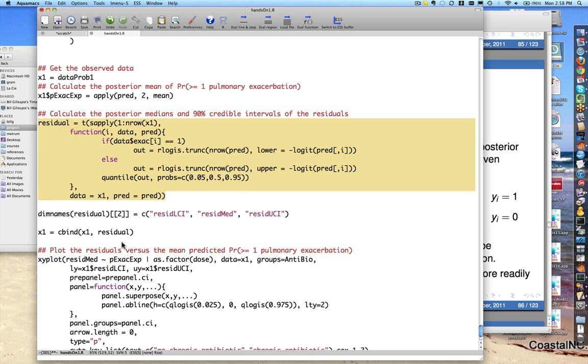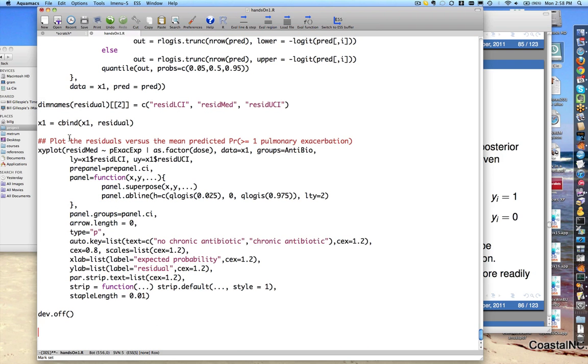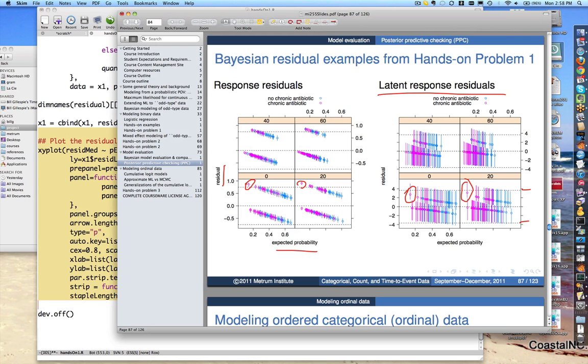Again, pulls it together with the observed values, and the code here is essentially identical to what we had for just the standard response residuals, and the end result is what you see on the right hand side. So I encourage you to actually go back and look at that from problem 1, because that's where this example is coming from, and so you've already seen that, but now you can see some additional things you can do with it.